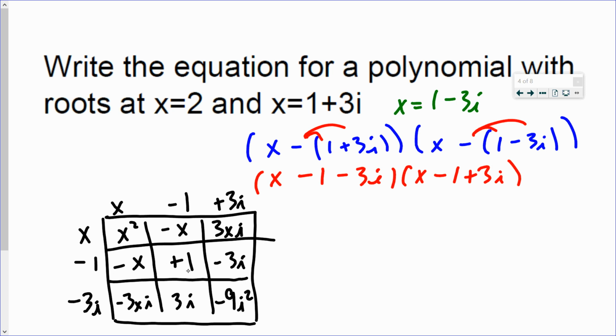So you actually have a piece of your quadratic here, all real numbers, but then you have this 3xi and negative 3xi cancel. You want to show this work, you get negative 3i and a 3i. Then you look at this negative 9i squared, but i squared is negative 1, so negative 9 times negative 1 is 9. So really the quadratic that would make these roots is x squared, I combine my x's, negative 2x, and then it'd be 1 plus 9, which is plus 10.